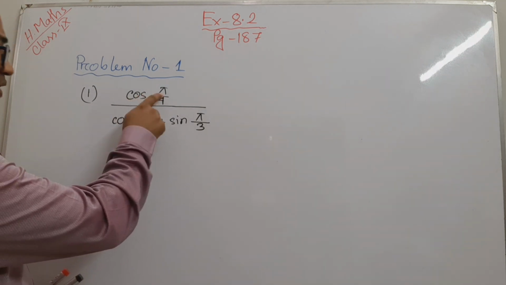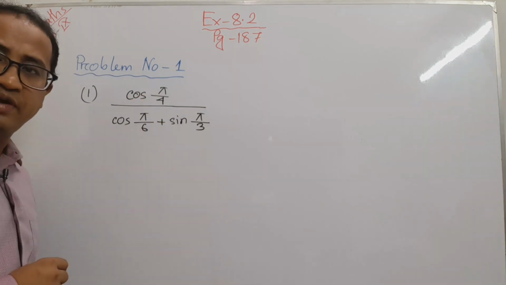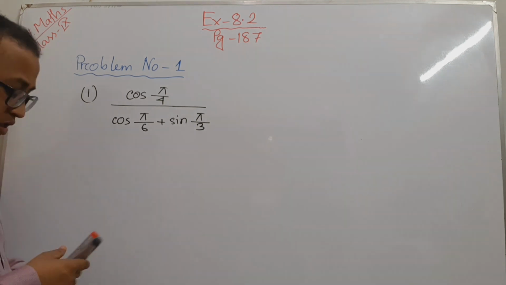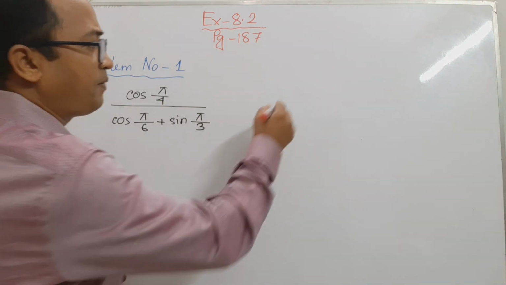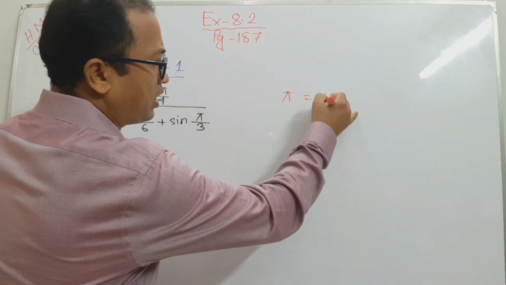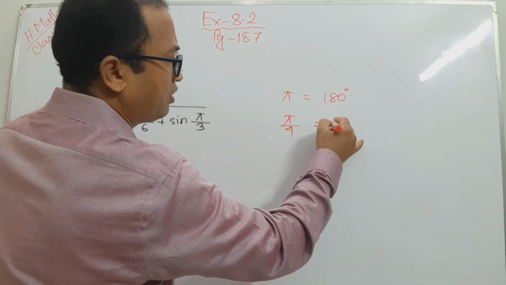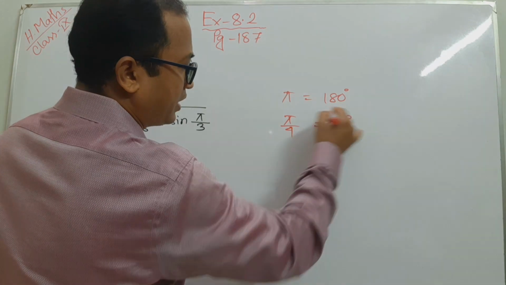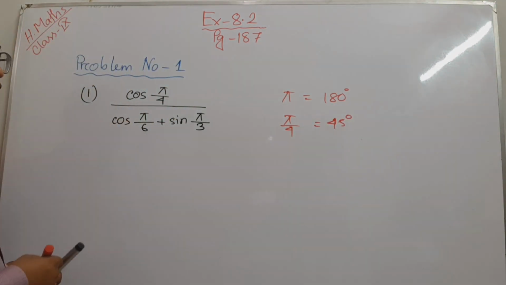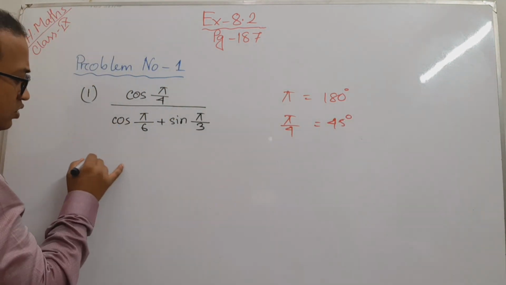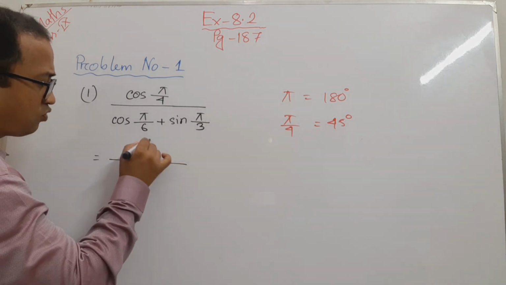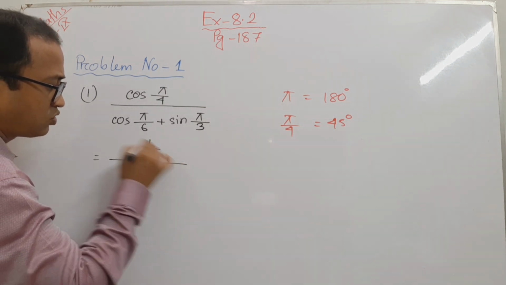Here cos 5π/4. What do you mean by cos 5π/4? 5π/4 means how many degree? We know π is equal to 180 degree. So 5π/4 will be 45 degree. So what is the value of cos 45 degree? We know the value is 1 by root over 2.